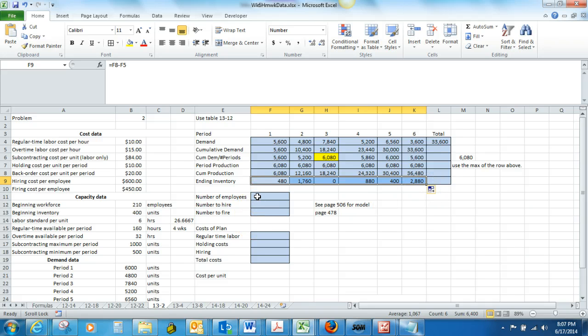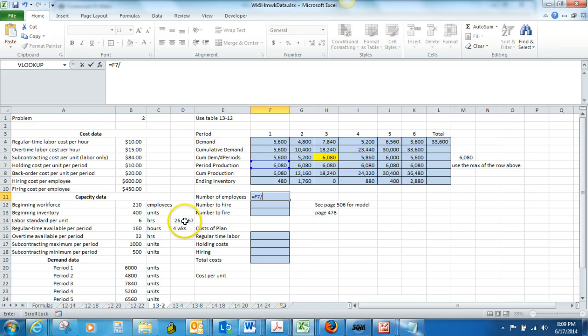Okay, and then to find our number of employees, we need to take the total amount that we have to produce in a week and divide that out by the number that can be produced, or the standard labor per unit for each employee. And that will give us the number of employees that we need to have.